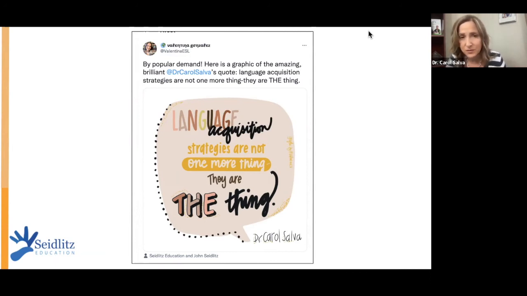It's a big part of tier 1 instruction when you give kids wait time, when you point out academic vocabulary, when you let them talk to negotiate meaning. It's also personalized when you have to talk or write in short bursts. It's the thing. It's not one more thing. It's the thing.